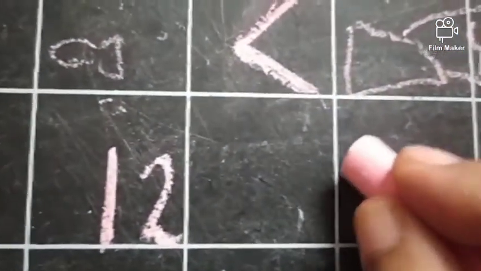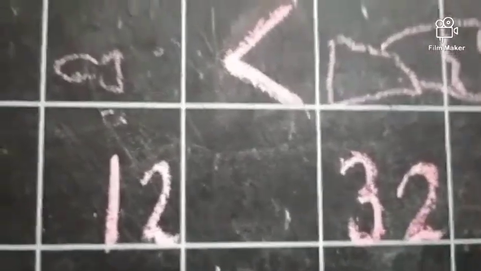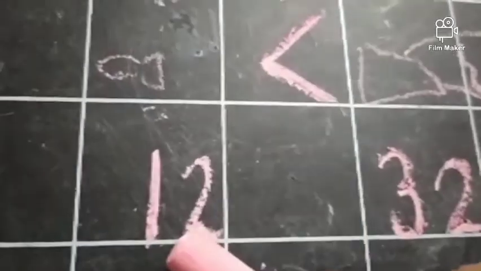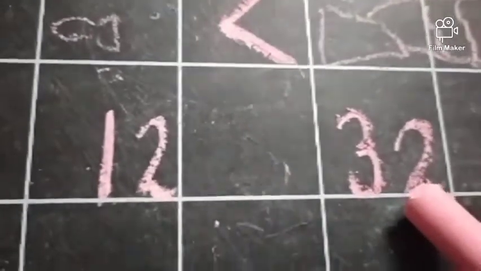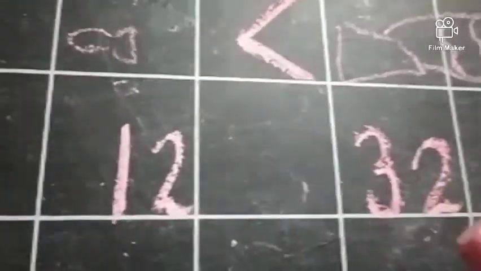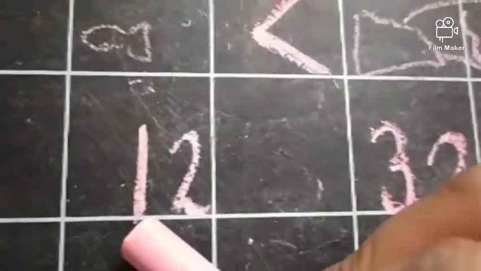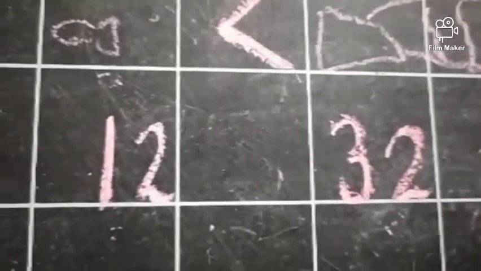Now I am writing here 12 and here 32. Now you tell me which sign will come, greater than or lesser than. First you have to see the numbers and read them aloud. This number is 12. This number is 32. Now you have to find out which is the bigger number. Is 12 big or is 32 big?